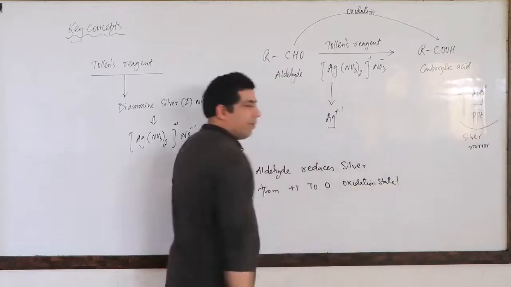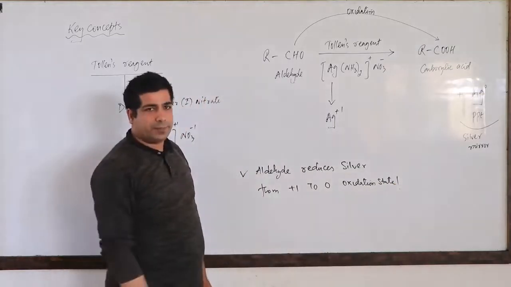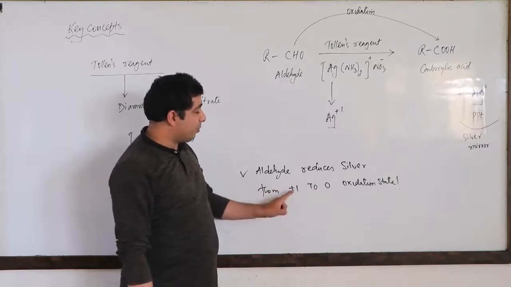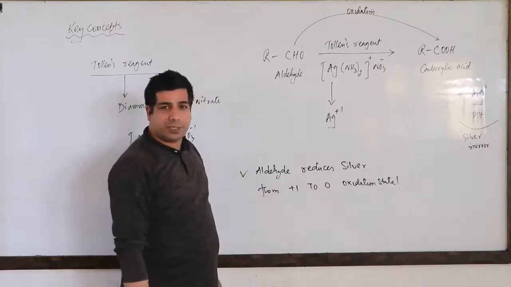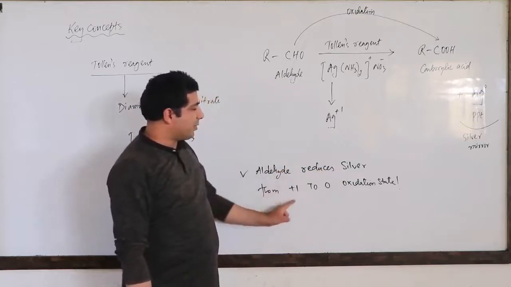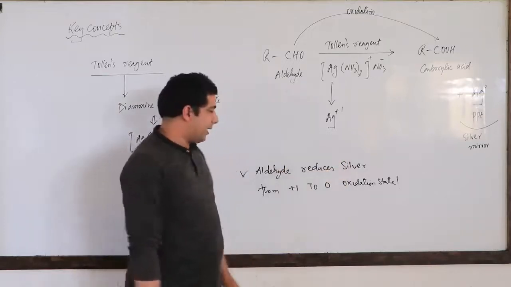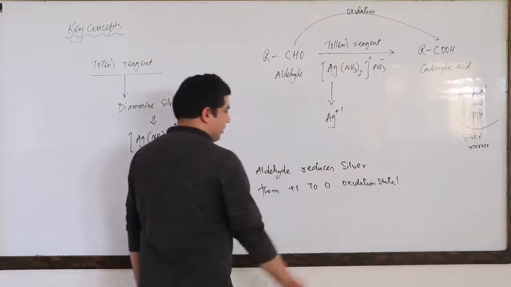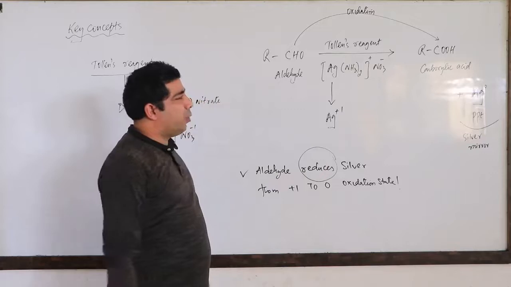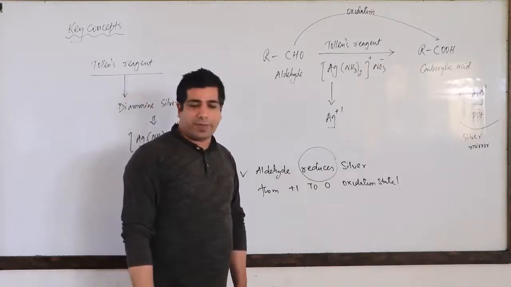Because everybody among you does know that reduction means decrease in oxidation number. So +1 to 0 means decrease in oxidation number. So aldehyde reduces silver from +1 to 0 oxidation state, and that is nothing but reduction only. As I told you, reduces. So I hope, my dear friends, you have understood this factor.